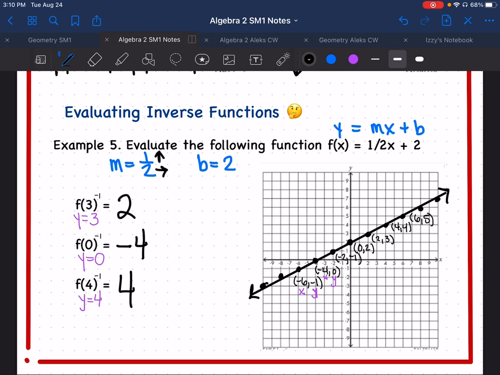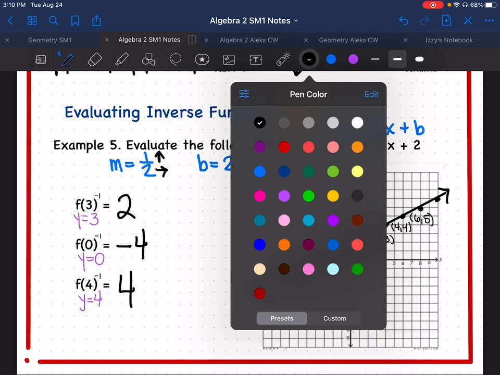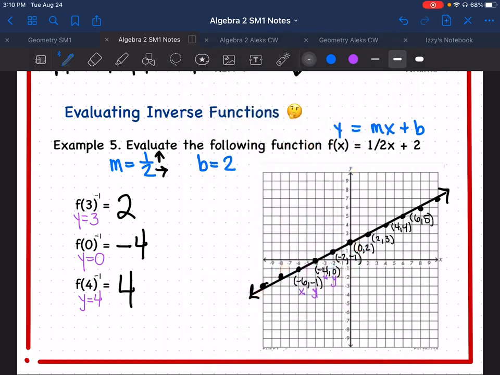That was easy. Now, if you don't want to graph, what could you do? Well, you could set up and solve an equation. So let me just go ahead and put this in a lighter gray color. You could substitute 3 in for your f of x and then go ahead and solve this equation for the variable x. If we solve this, we should get 2. I'm only going to do this one.